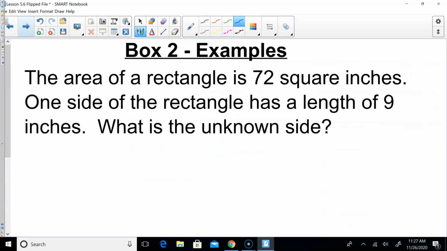And another example of a word problem. So the area of a rectangle is 72 square inches. One side of the rectangle has a length of 9 inches. What is the unknown side? So we're going to read this problem again, which I forgot to do last time. Make sure you read it twice.